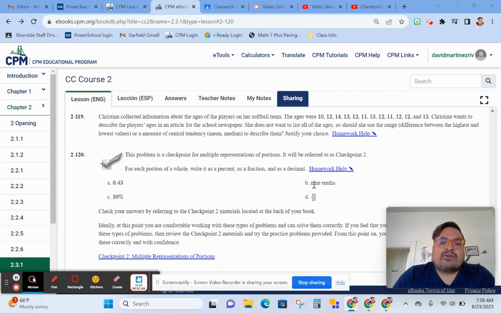B, they wrote it out in English as a fraction. So, I want to see the fraction in numerical format, as well as the decimal and the percent. C is in percentage format, so I just need the decimal and the fraction. And D is in fraction format, so I need to see the decimal and the percent.